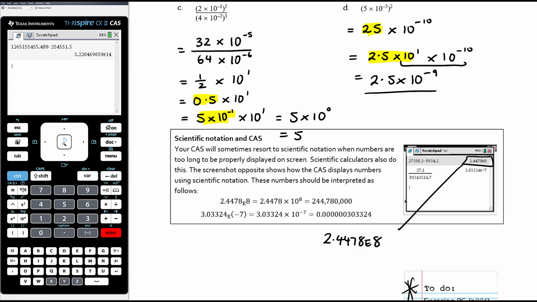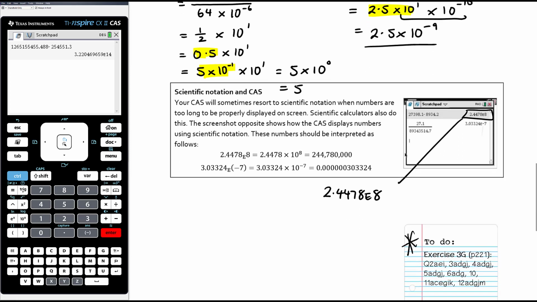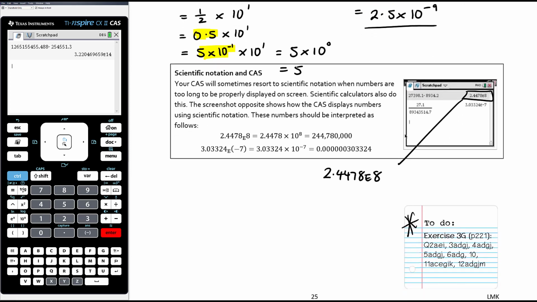2.4478E8. We don't ever write that on paper. It's not maths, it's a CAS language or calculator language. As I said, scientific calculators do it in a similar way. So the way we would write this on paper, this means 2.4478 times 10 to the power of 8. I guess the little e might stand for exponent, but you have to understand that it's scientific notation, so it's a power of 10. So that's really what that number actually means. Hence, we're going to move this decimal point 8 places to the right. 1, 2, 3, 4, 5, 6, 7, 8. Okay. So just being clear about what that means.